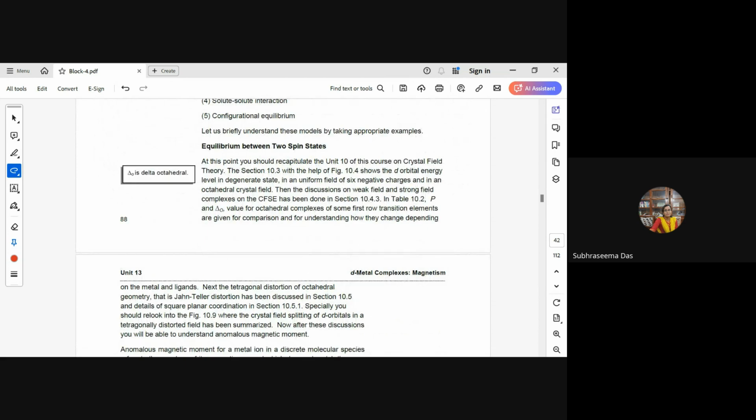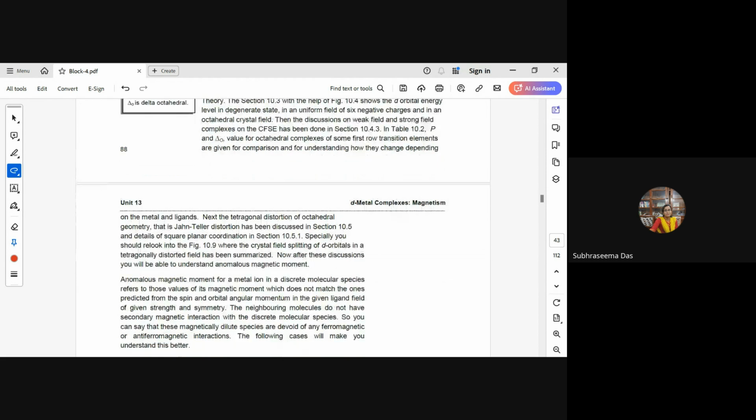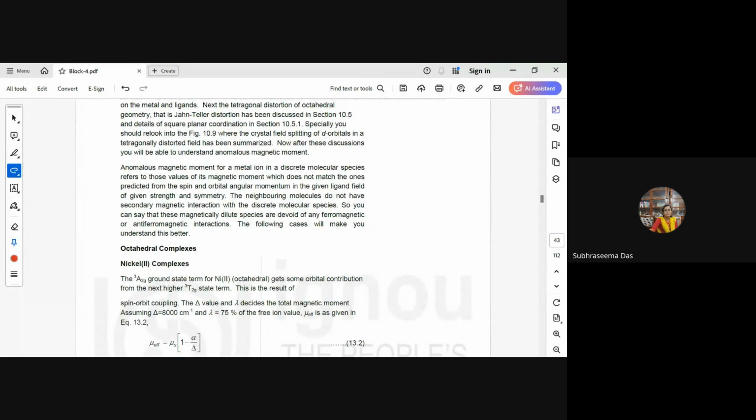Considering CFSE, we know that in an octahedral field, the d orbitals are divided into t2g and eg. Further, the tetragonal distortion of the octahedral geometry occurs, that is the Jahn-Teller distortion, and there is further splitting of the orbitals, that we know. Now this anomalous magnetic moment refers to those magnetic moments which do not match with the predicted values of mu s and mu l.